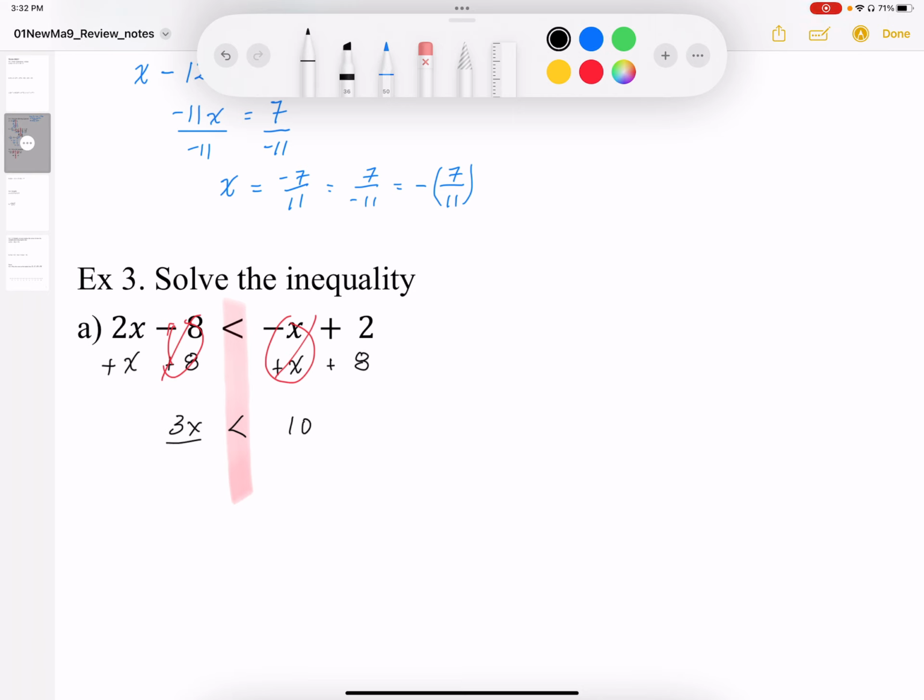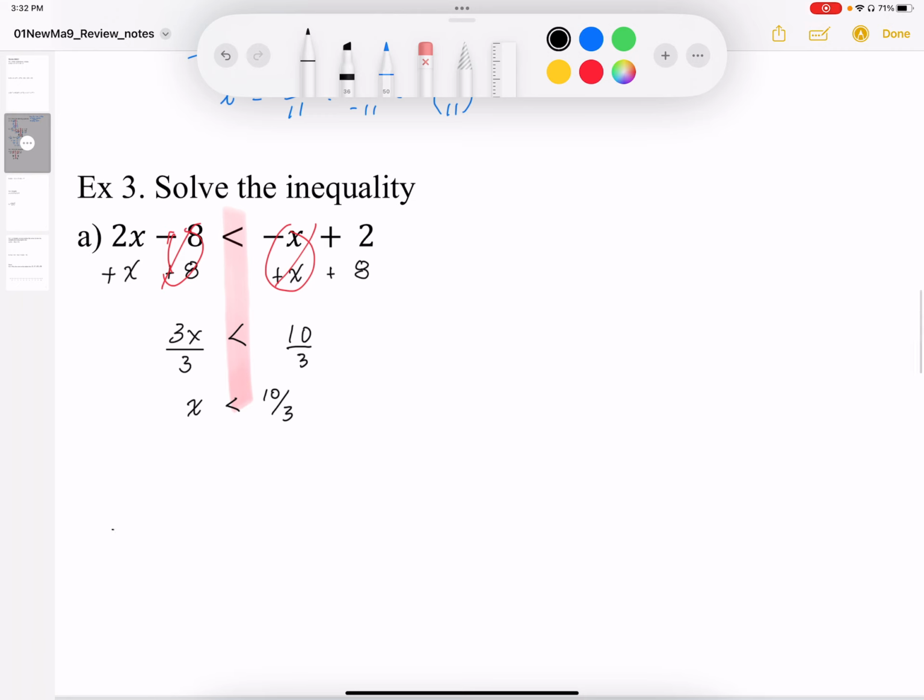And then solving for x, I need to get rid of the times with a divide by 3. Divide by 3. I only have 1x. Now that's exactly what I want. 1x is less than 10 over 3. So this is my answer. I'm going to show this on a number line. And I'm going to mark off 10 over 3 somewhere on my number line. And x is less than, so I need to go to the left. And it's not equal to, so I leave that circle open.